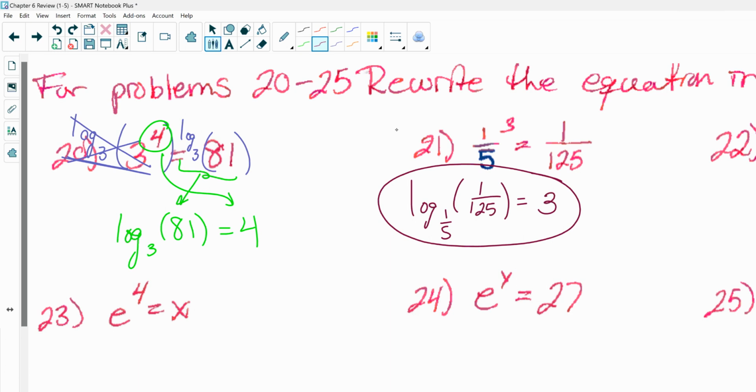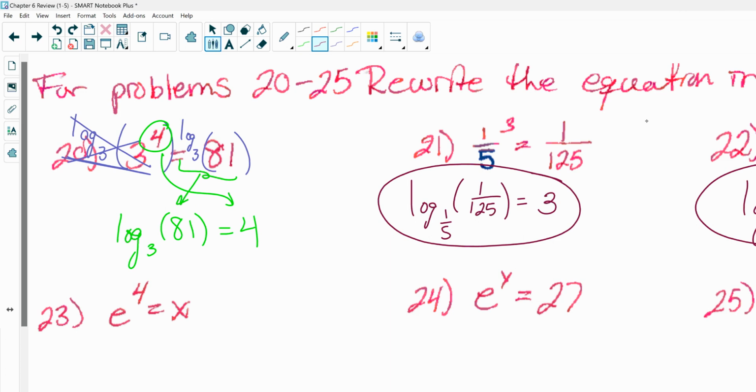What would our next one be? Log base 125 of 25 equals. Questions on how we got these 3 here?